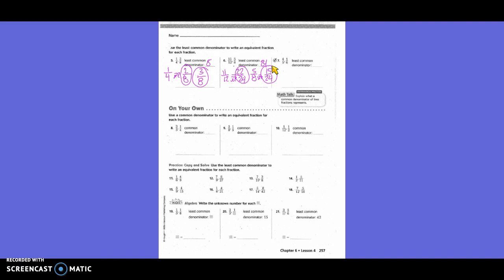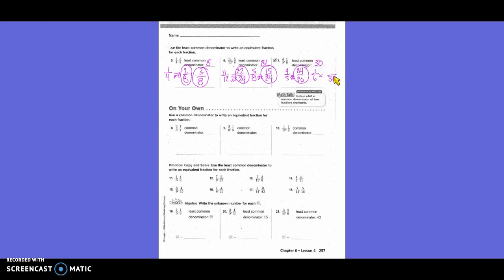30. So do I have to change both of them? Yes. So I have 4/5 equals something over 30. How did I get from 5 to 30? Times 6. So what I do on the bottom, I also do on the top. So 4 times 6 is 24. So 24/30.